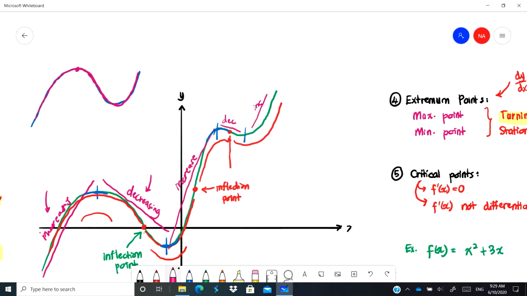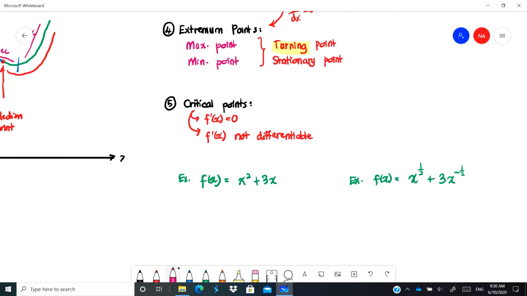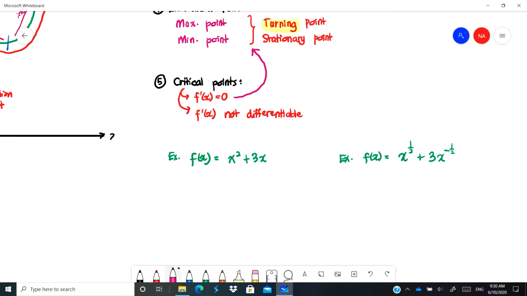Now the next idea is on the critical points, where the critical points are almost the same as extreme points. If f prime of x is equal to 0, then we get the critical points, which is the case where we have to find the maximum and minimum point. But for critical points, we also have to consider where f prime is not differentiable.